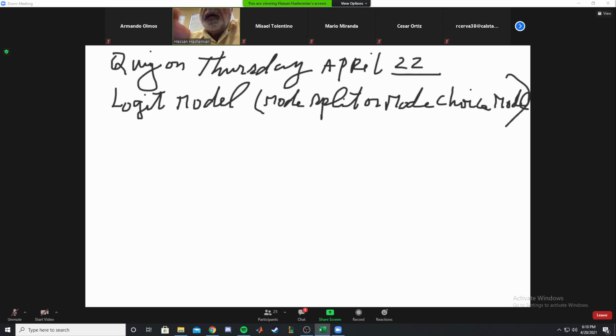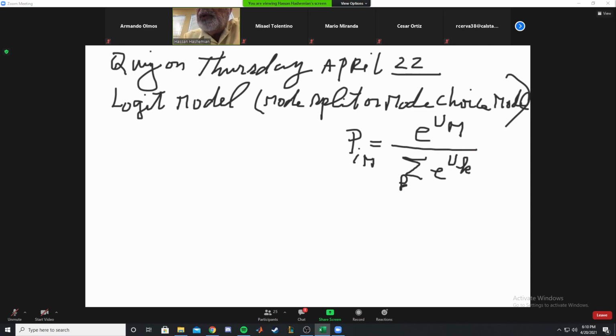Okay, now on the logit model, we said that we use this formula: the probability of an individual person choosing a mode of transportation m is equal to e to the power of u sub m over the summation of e to the power of u sub k, where k, which is the number of modes, goes from 1 to n, depending on how many you have. And then I showed you what the utility function is. It's a linear function. I gave you an example.